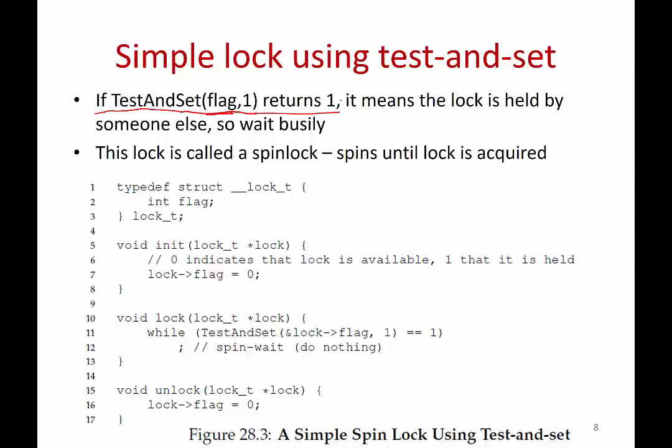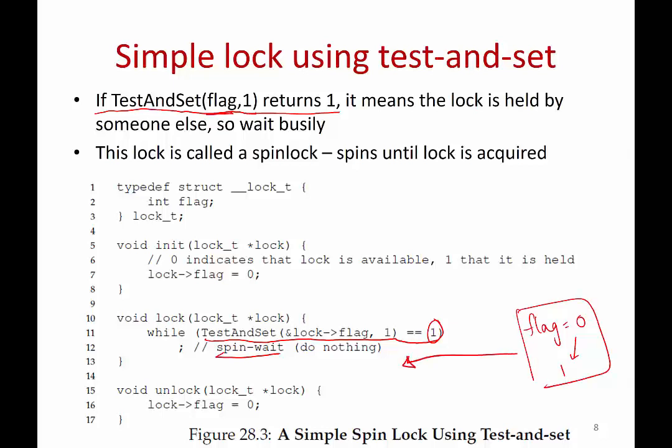So in such cases, if test and set of a flag, you try to set it to 1 and you test the old value, if it returns 1, it means the lock is held by somebody else. In such cases, you simply wait. And when do you exit this while loop? Once a value of 0 is returned, right? What does that mean? It means that the flag value was 0 and you set it to 1. When that happens, then you return from the while loop.